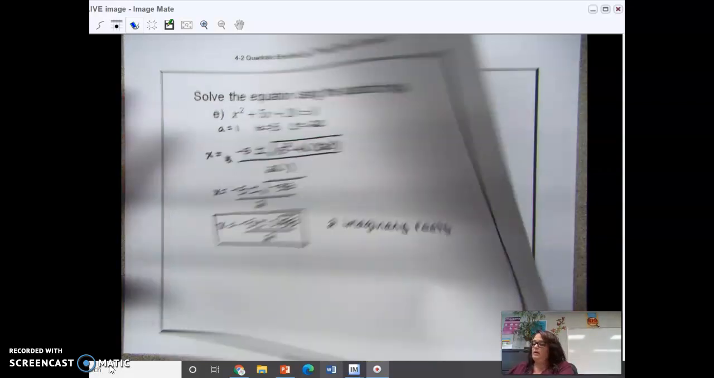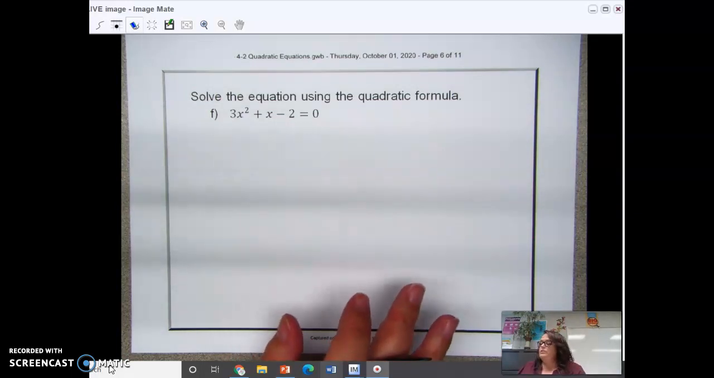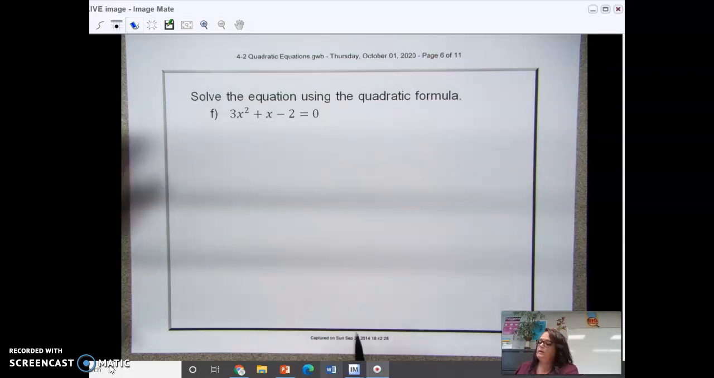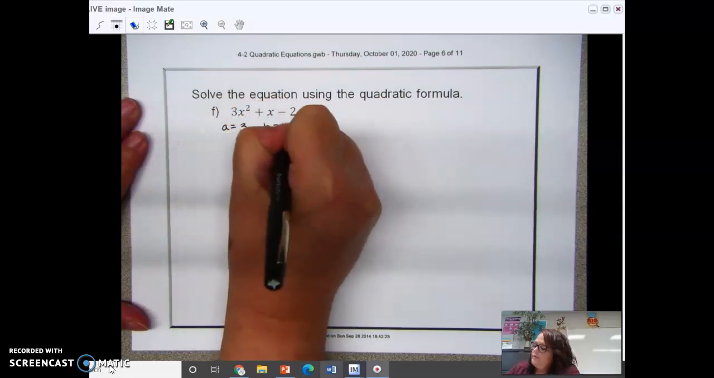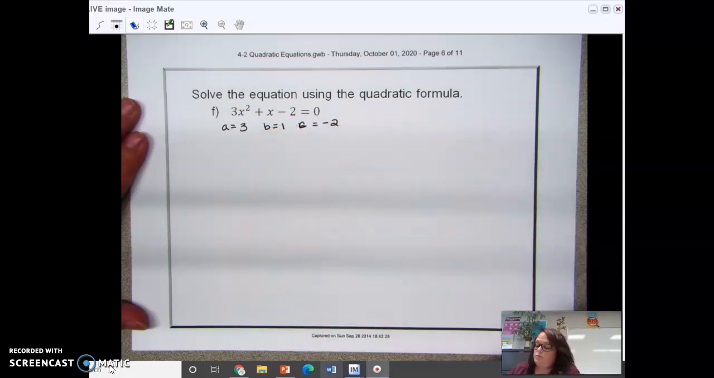All right, so take a moment. Notice we have solved this before, but just take a moment to pause the video and see if you can solve it using the quadratic formula. All right, so I have an a value of 3, I have a b value of 1, and I have a c value of -2.